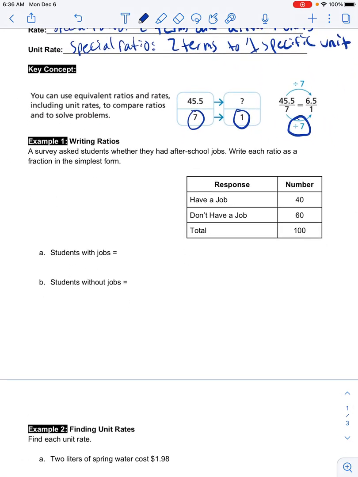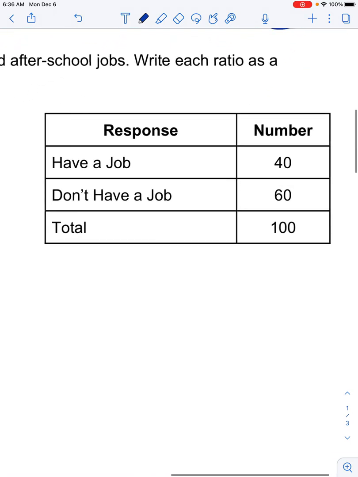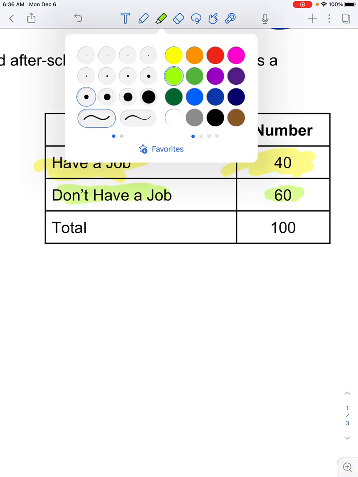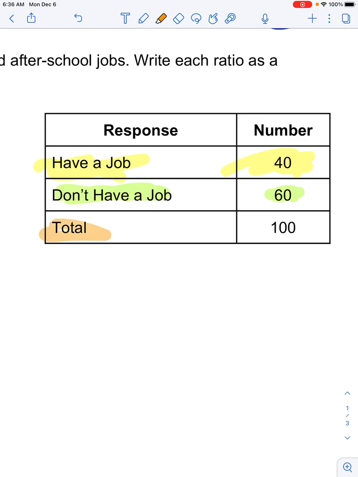Example 1. A survey asked students whether they had after-school jobs. Write each ratio as a fraction in the simplest form. Okay, so first example again. How many have a job is 40. How many don't have a job? 60. And then the important number that we also need to know is the total.